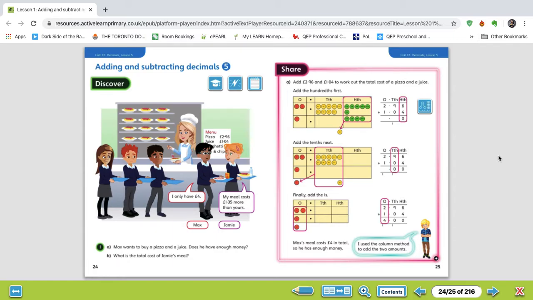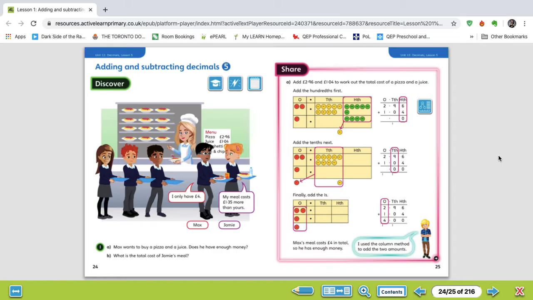Okay, so looking at 1A, Max wants to buy pizza and juice. So does he have enough money? Okay, so we're doing an addition problem there. Then looking at 1B, what is the total cost of Jamie's meal? Okay, so once we figure out how much Max has spent on his lunch, then we can figure out how much Jamie's meal cost.